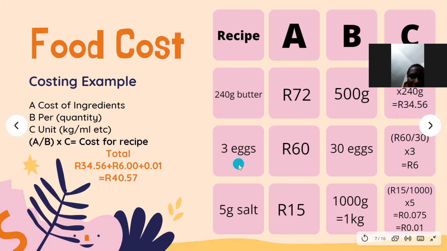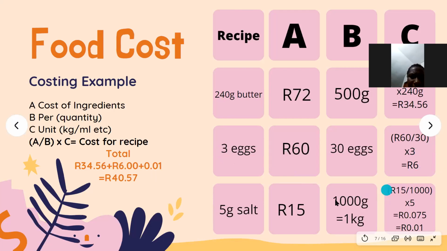For the eggs, this imaginary recipe, it's a very strange recipe. It just has butter, eggs, and salt in it. I don't know what on earth we could ever be making with that, but let's just pretend. Our recipe has 3 eggs. So for 60 Rand, we get 30 eggs. These are presumably not free-range eggs. So 60 Rand divided by the 30 eggs gives you the price per egg, times 3 because the recipe has 3 eggs, and that gives you 6 Rand.